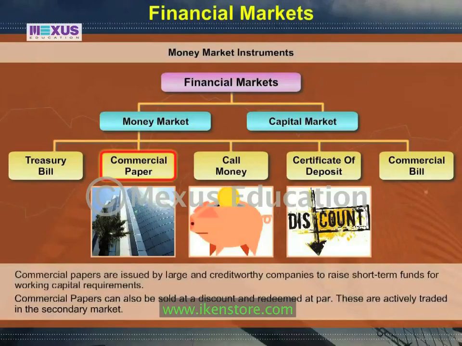Commercial papers are issued by large and creditworthy companies to raise short-term funds for working capital requirements. Commercial papers can also be sold at a discount and redeemed at par. These are actively traded in the secondary market.